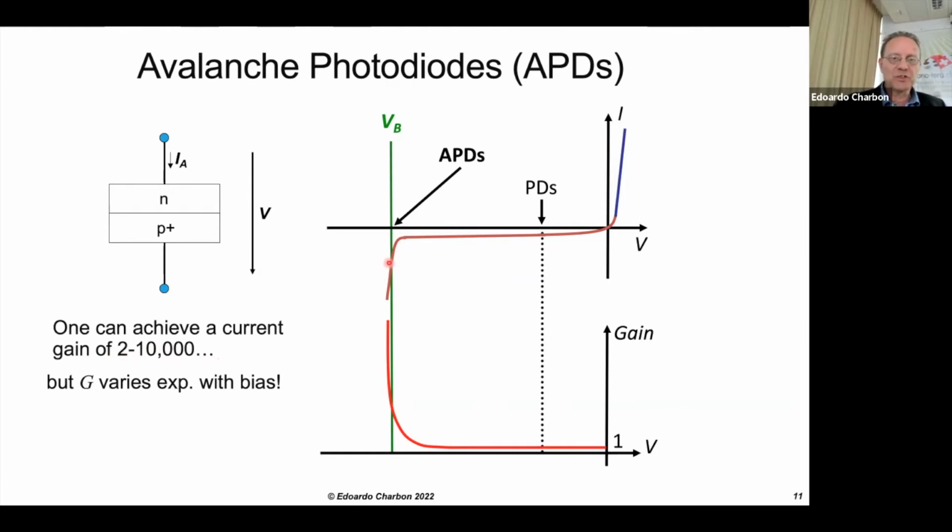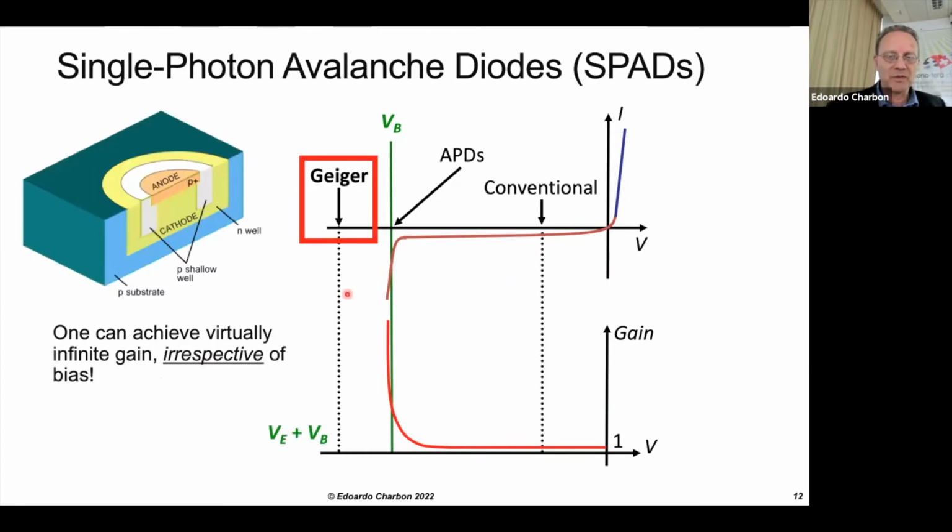So the solution to this problem is to go one step further and to operate the device above breakdown. In this case, basically the gain is infinite irrespective of the bias. Well, more or less irrespective of the bias. So this is what you can build.